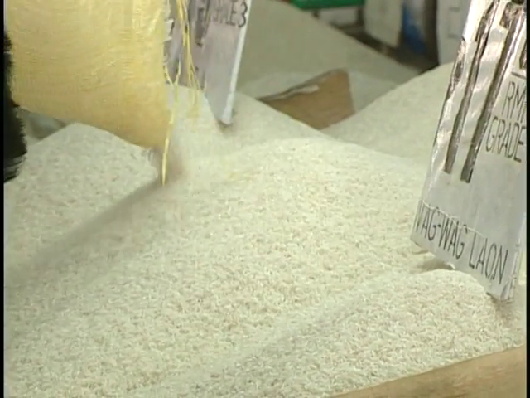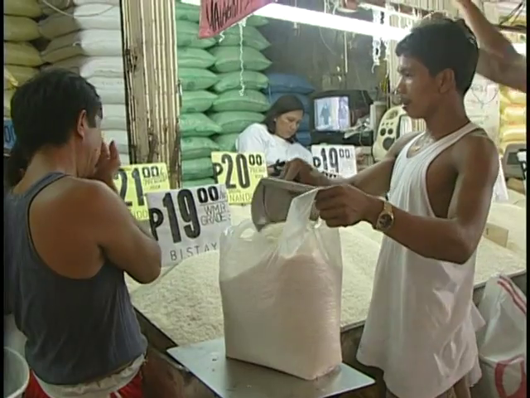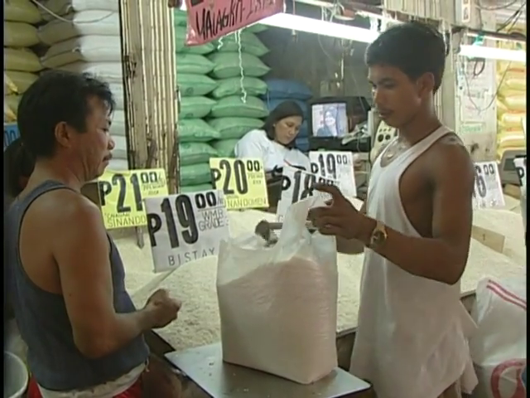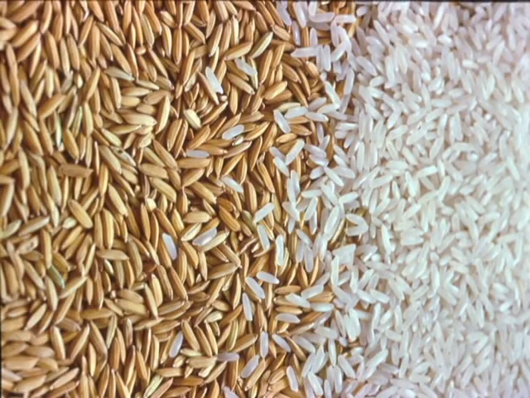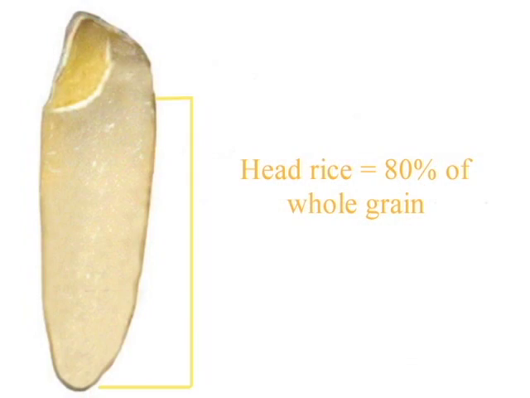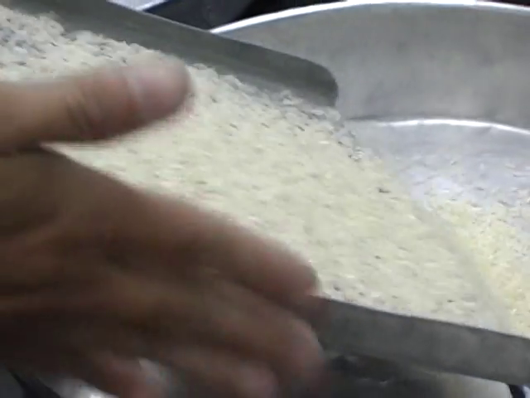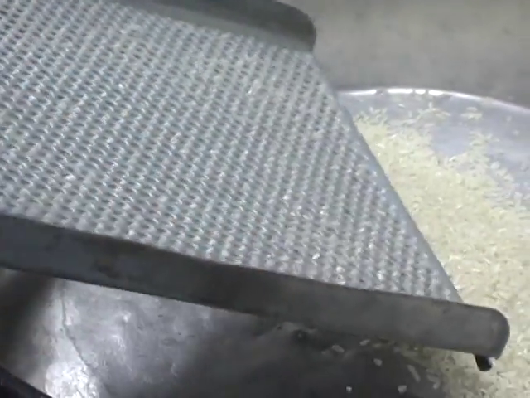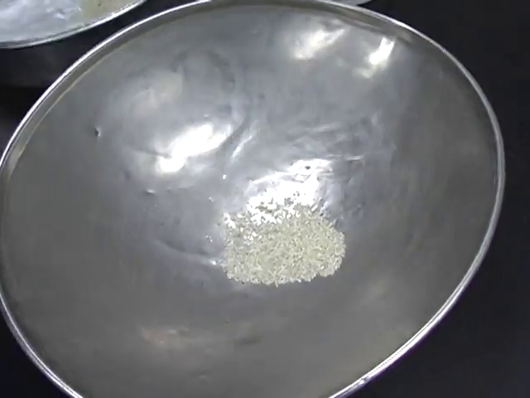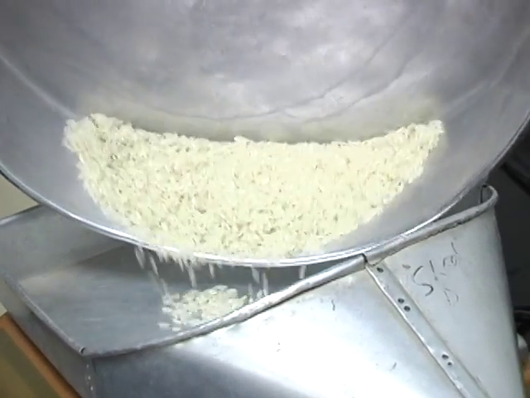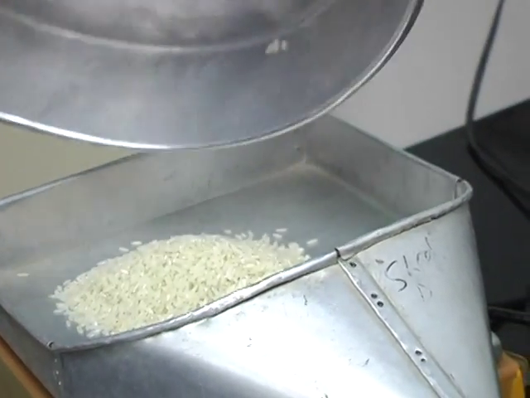Head rice is a major factor that determines the price of milled rice in most markets. Depending on the national standard, head rice is usually defined as grain kernels that consist of at least 80% of the whole grain. Using the grain grader, separate the broken grain from the whole grains. Compute the percentage of the head rice recovery components using the following equations.